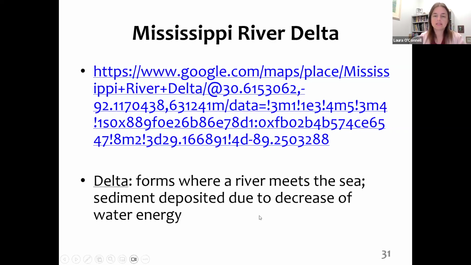So the sediment is deposited due to a decrease of water energy. So it's not being carried by the river anymore. And now the water energy is lower and it can settle and be deposited.